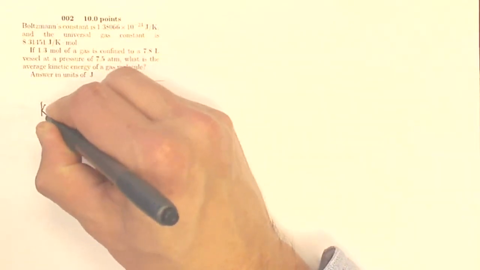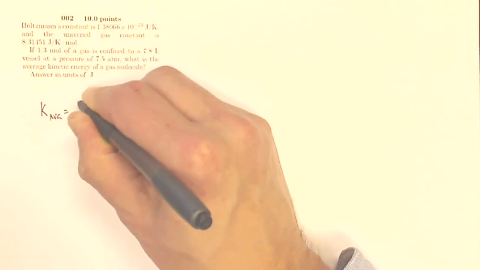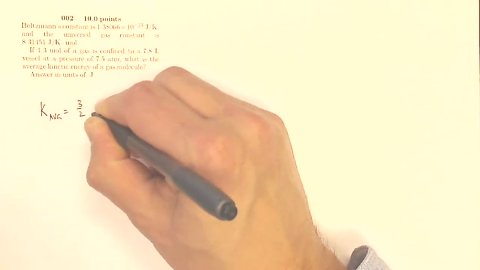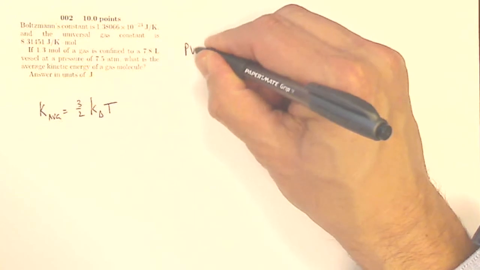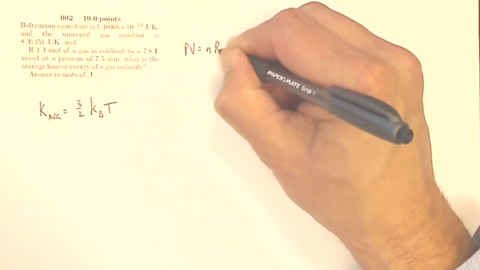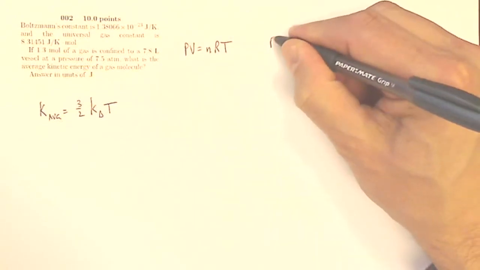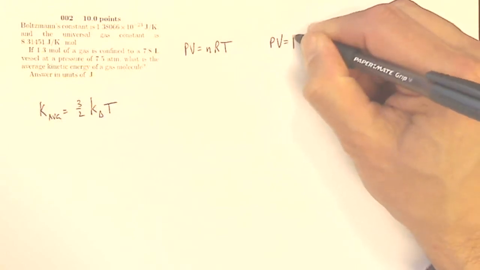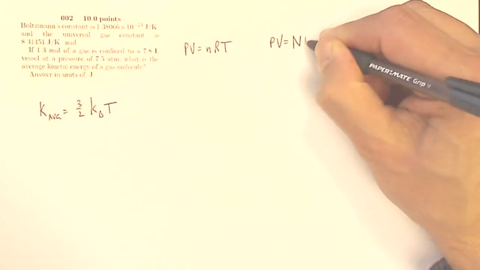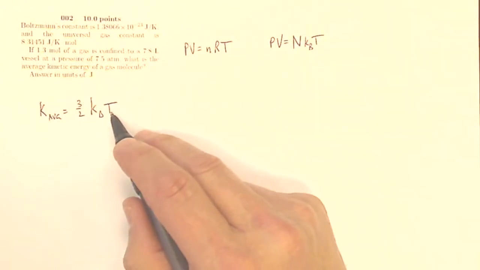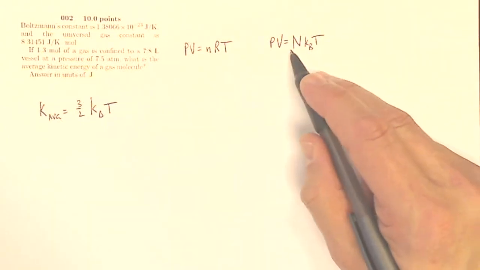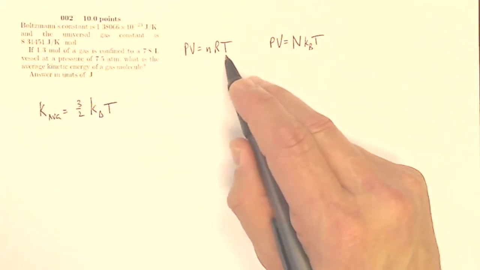Well, I know that my average kinetic energy is going to be 3/2 times the Boltzmann constant times my Kelvin temperature. I also know that kBT, since PV equals nRT, and also PV equals N times the Boltzmann constant times the temperature. So NkBT is going to be the same thing as nRT.